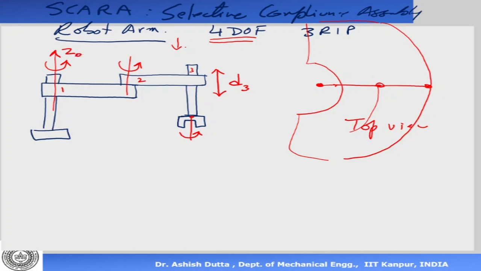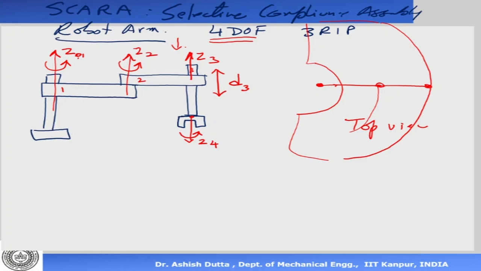So that's z0 and z1. The next one is z2. The third one is z3. It is here also, z3. And the fourth one is z4. So revolute, prismatic, and I hope you can imagine when the third joint moves, it goes up and down because of the prismatic axis. And the fourth one is a rotation of the wrist.